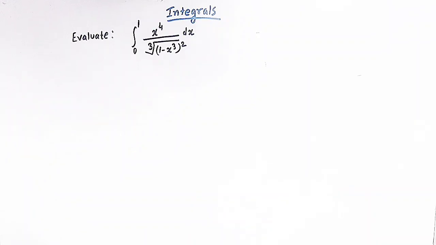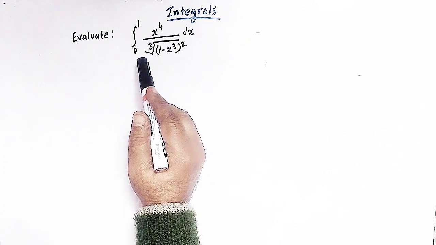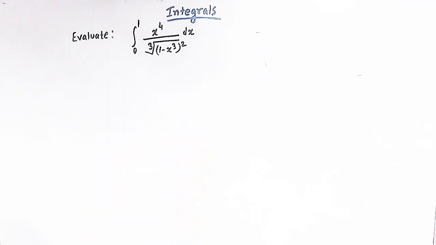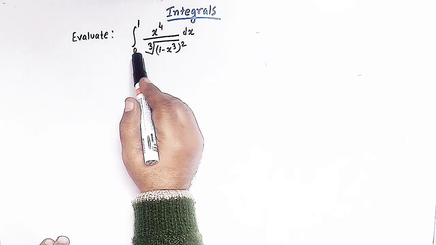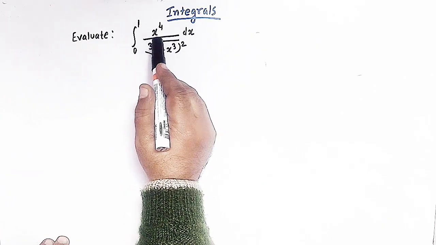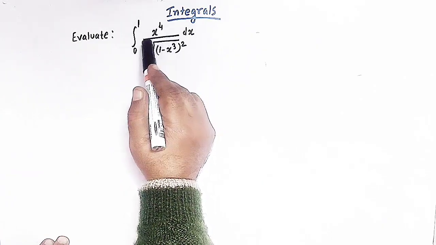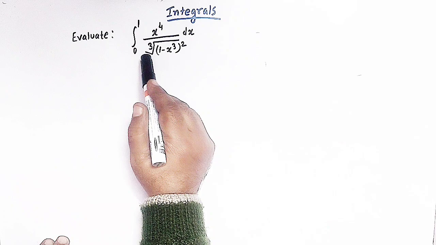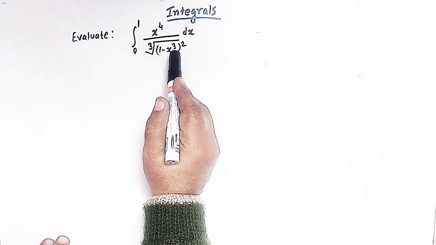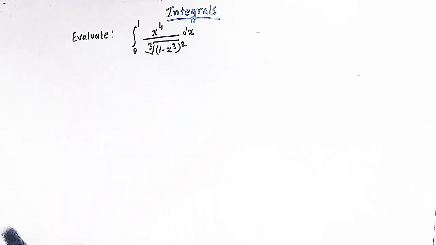Hello viewers, in today's session we are going to discuss another important problem from beta and gamma functions, and here once again we are going to apply the concepts of beta and gamma functions to evaluate this integral. So here we have to evaluate this integral from 0 to 1, and we have x raised to 4 divided by the cube root of (1 minus x cube) square, right?